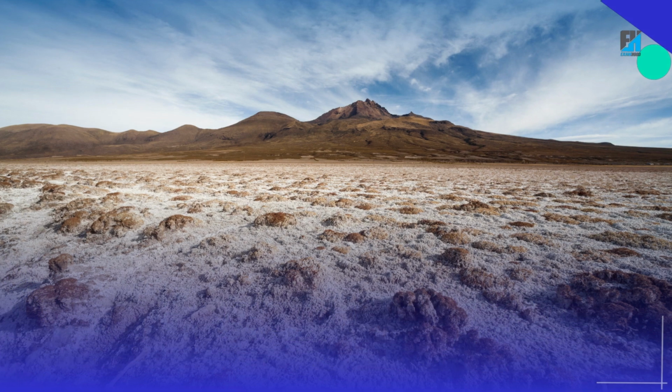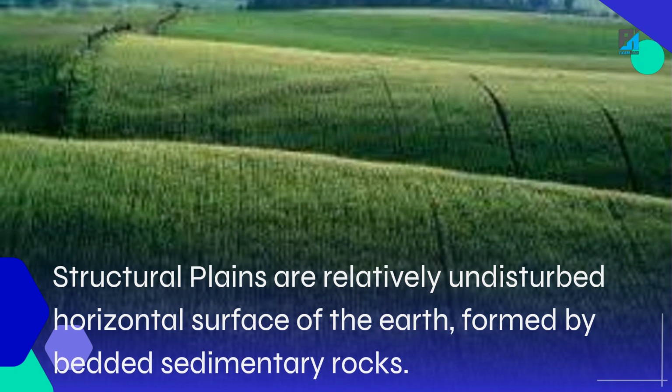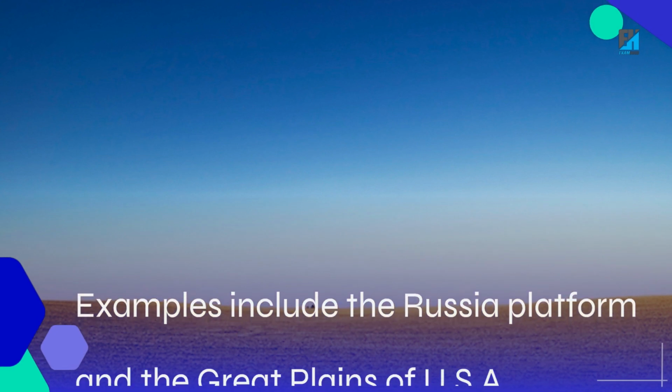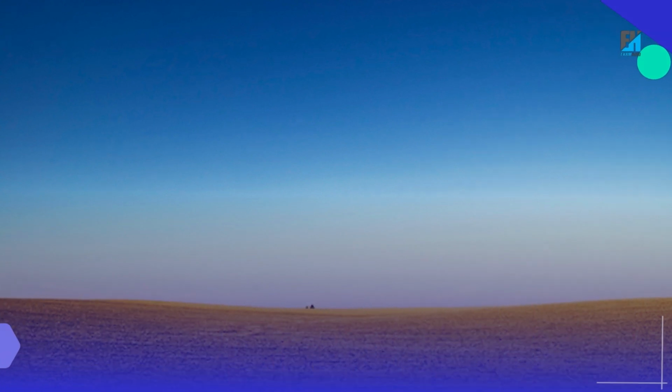These are: structural plains are relatively undisturbed horizontal surfaces of the earth, formed by bedded sedimentary rocks. Examples include the Russia Platform and the Great Plains of U.S.A.